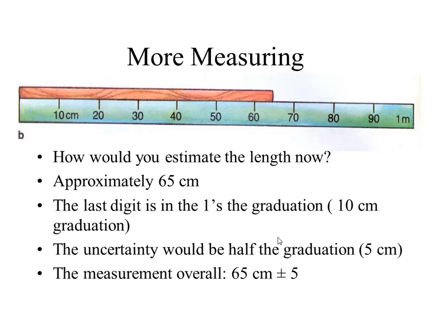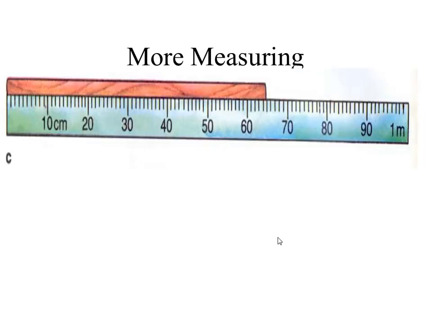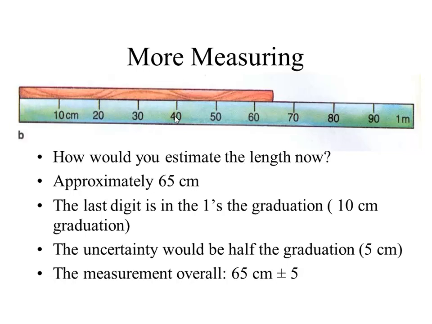Now, I know with this one, this little ruler here, you could probably say with certainty that it's 65 or 64 plus or minus 2. For our course, stick to half the graduation. All right? It'll just make things easier for everybody. So if we were doing a little more measuring, we had a different instrument. This meter stick is to the 1 centimeter, right? This one is to the 10 centimeter. So they're different instruments with which you're measuring.